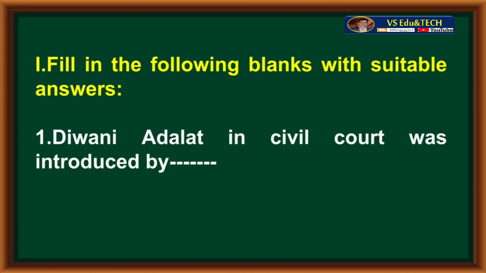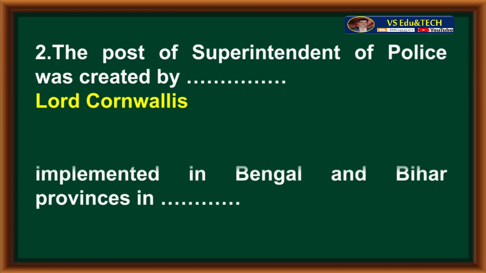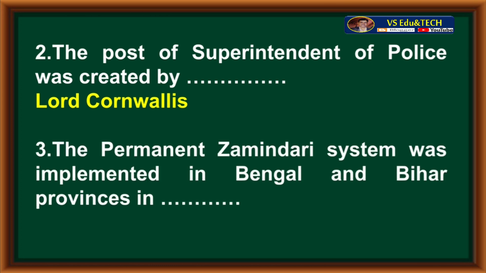Diwani Adalat in Civil Court was introduced by Warren Hastings. The post of Superintendent of Police was created by Lord Cornwallis. The permanent zamindari system was implemented in Bengal and Bihar provinces in 1793.